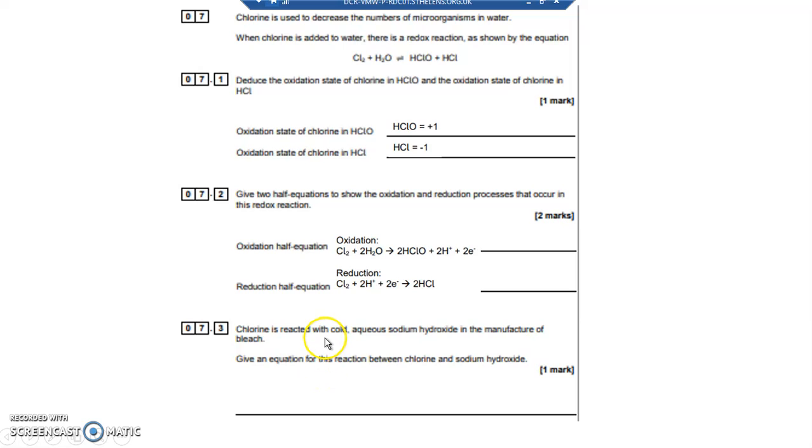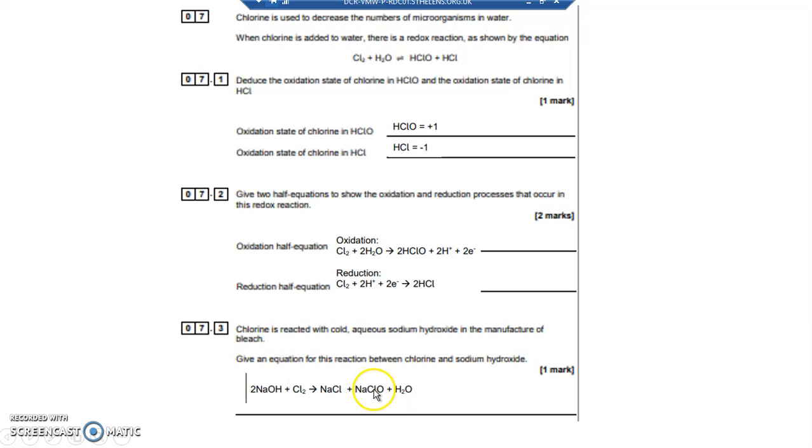Chlorine is reacted with cold aqueous sodium hydroxide in the manufacture of bleach. Give an equation for the reaction between chlorine and sodium hydroxide. Basically, you've got to learn this. Sodium hydroxide is NaOH plus Cl2 makes sodium chloride, normal salt, but NaClO.